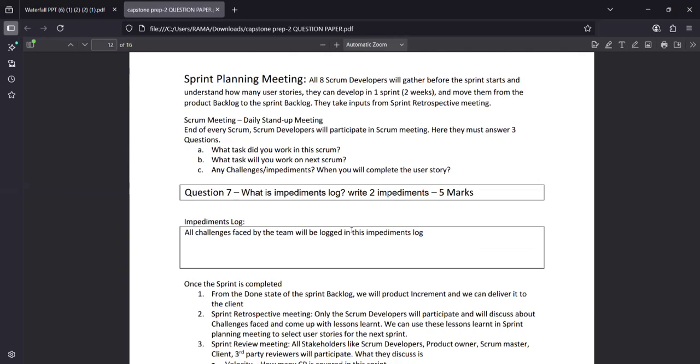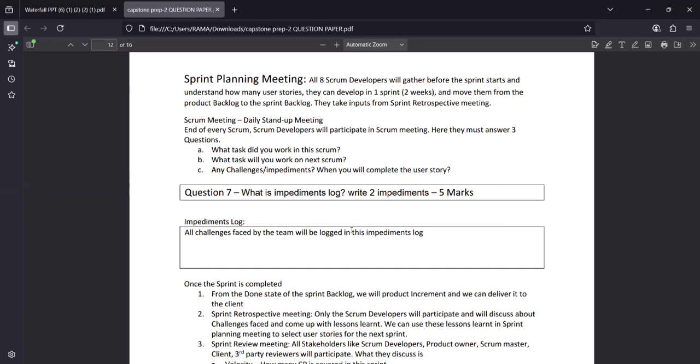Okay, so an impediment log is a list where the Scrum Master records all the issues, blockers, or obstacles that are stopping the team from making progress. That is known as an impediment log.